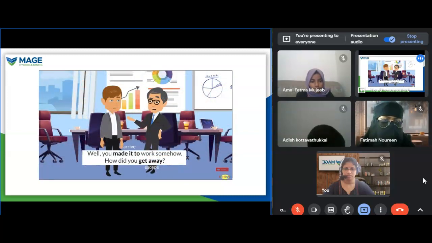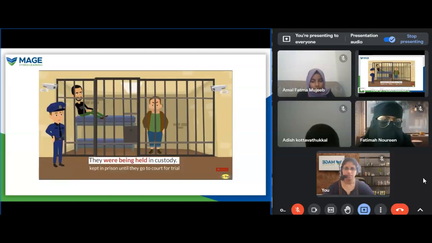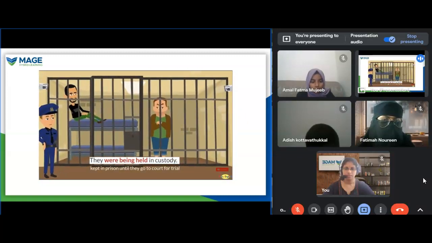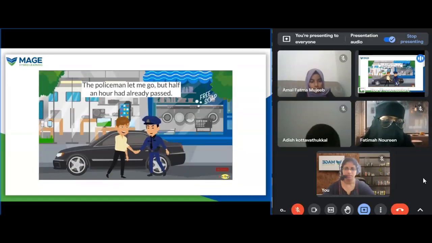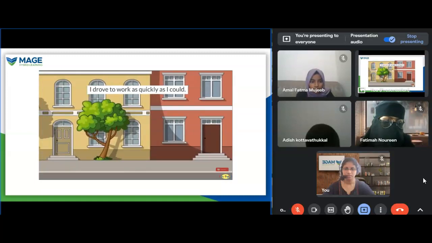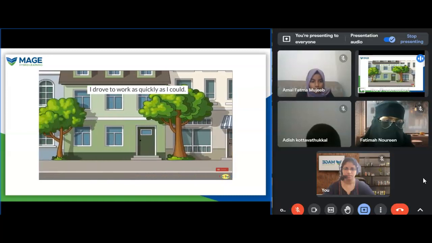Well, you made it to work somehow. How did you get away? The policeman got a call on his radio saying that the robbers had been caught by another policeman. They were being held in custody. The policeman let me go, but half an hour had already passed. I drove to work as quickly as I could.